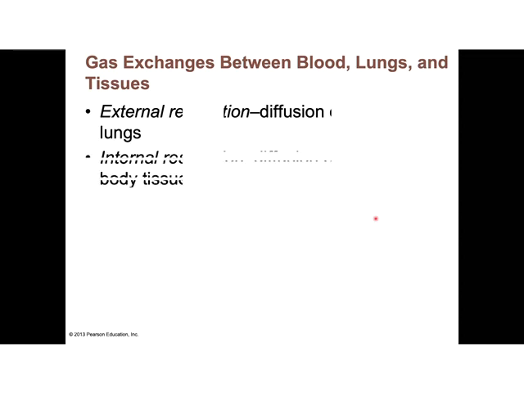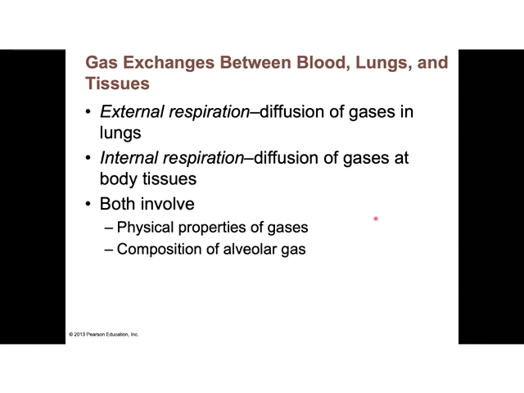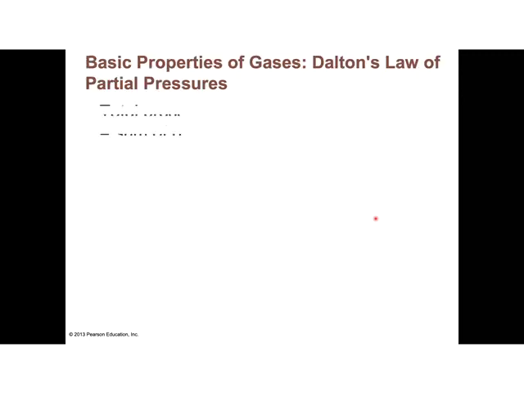And then we've talked about the differences in the types of respiration. External respiration is the movement of gas from the lung to the blood, internal is from the blood to the tissues, and cellular respiration is the use of oxygen within the cells to generate ATP through the electron transport chain. Both internal and external respiration involve the physical properties of gas and the composition of alveolar gas.